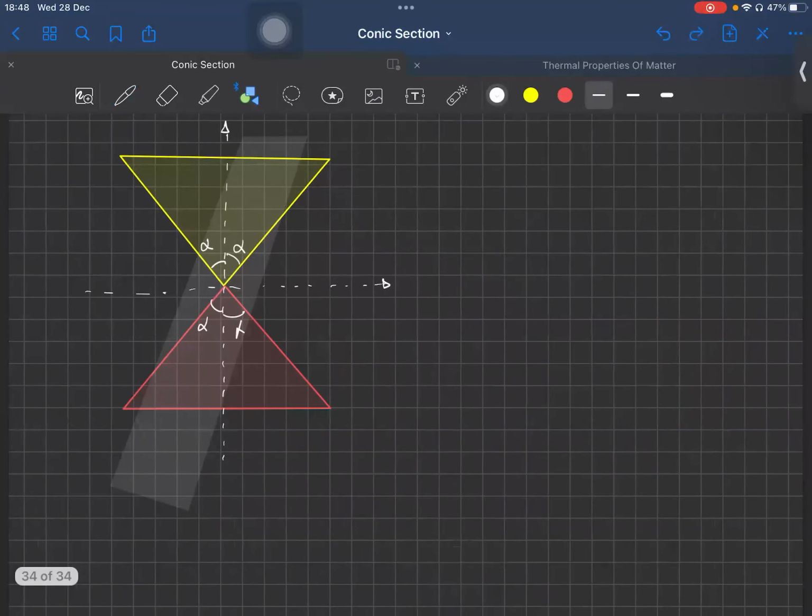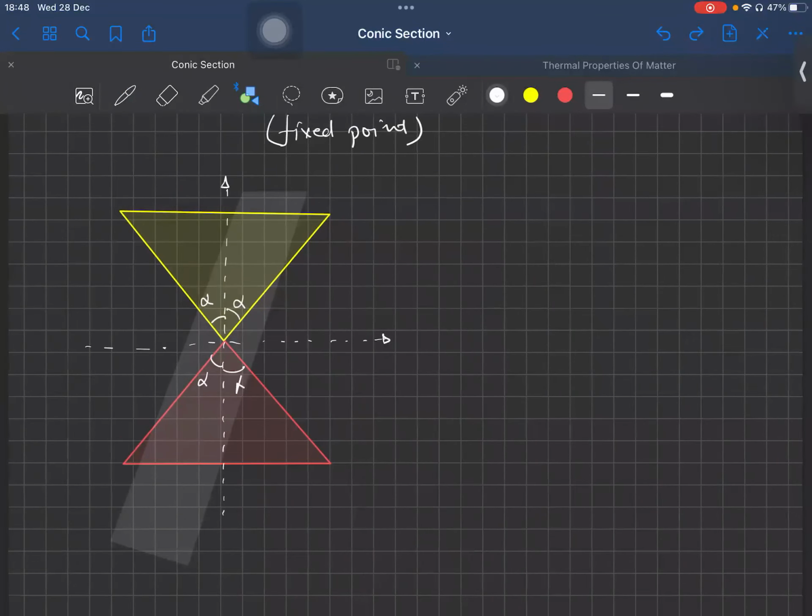Okay. If you slice it in such a way, so now you are slicing it, the axis of this plane makes angle beta wherever it intersects the cone. So this is beta. This angle is beta. Now, what should be the value of beta for it to be a hyperbola?